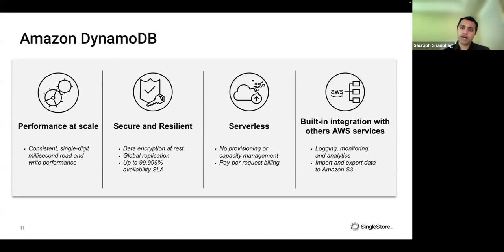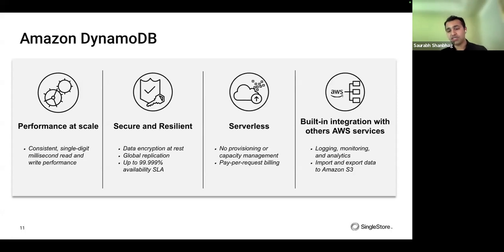Apart from this, Amazon DynamoDB has a lot of integrations with other AWS services. I would point out that with Amazon DynamoDB, you get logging, monitoring, and analytic capabilities by integration with AWS services. For logging, you would be able to get those metrics from CloudWatch. You would also be able to get monitoring metrics from CloudWatch around how many read units or write units you're consuming.